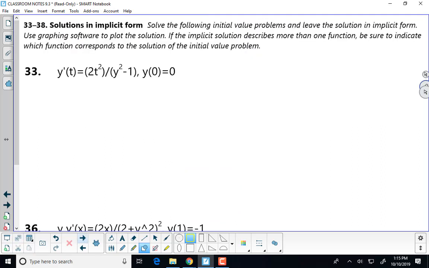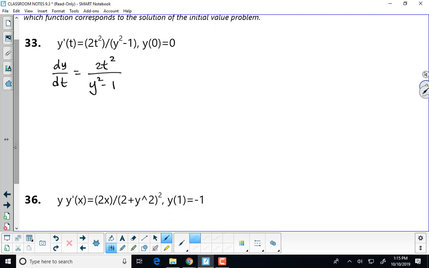So let's go to this one. In this case, they want us to just leave our solution in implicit form. So let's figure out what that means exactly. We're going to multiply both sides by y squared minus 1, and multiply both sides by dt. So now the variables are separated: y is left, t is right. We integrate. We get y cubed over 3 minus y equals 2/3 t cubed plus c.